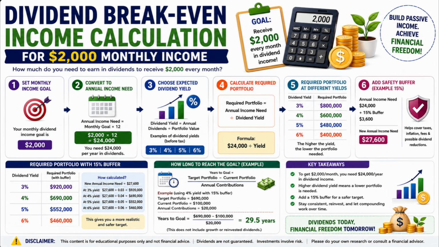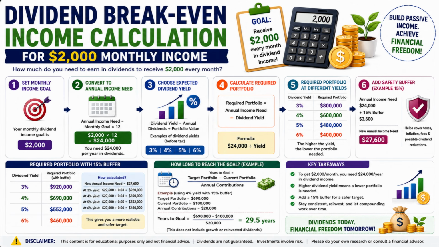Next, add a safety buffer. A buffer helps cover taxes, inflation, fees, and possible dividend reductions. In this example, a 15% buffer is added to the $24,000 annual income need. 15% of $24,000 is $3,600, so the new annual income need becomes $27,600. With the safety buffer included, the required portfolio becomes more realistic.